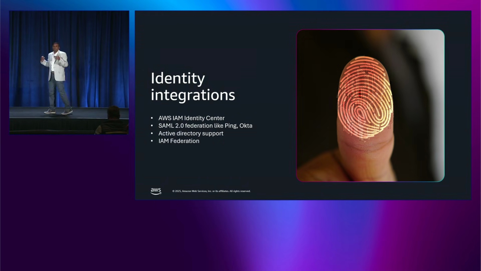We also support multiple identity integrations, starting with AWS IAM Identity Center, but you can also use third-party IDPs, identity providers like Okta and Ping through SAML. You can do direct native Active Directory integration, or if you're already on IAM, you can just use IAM Federation to manage your identity.